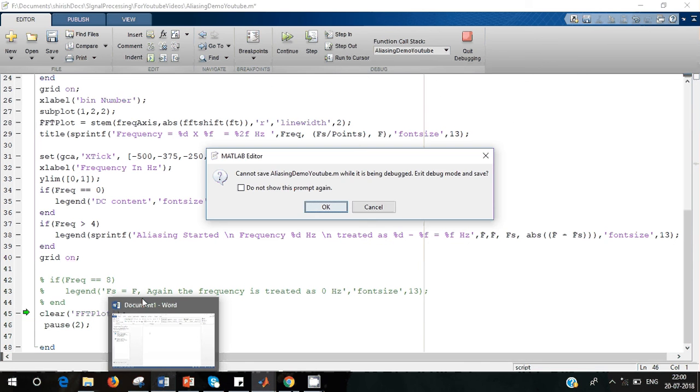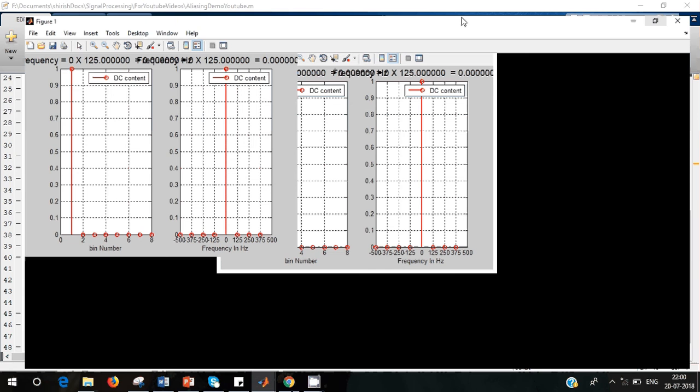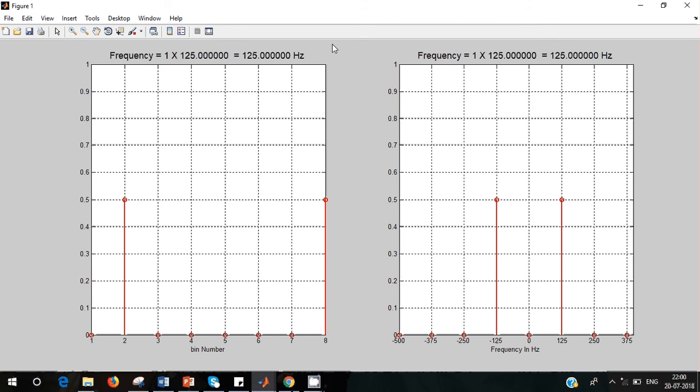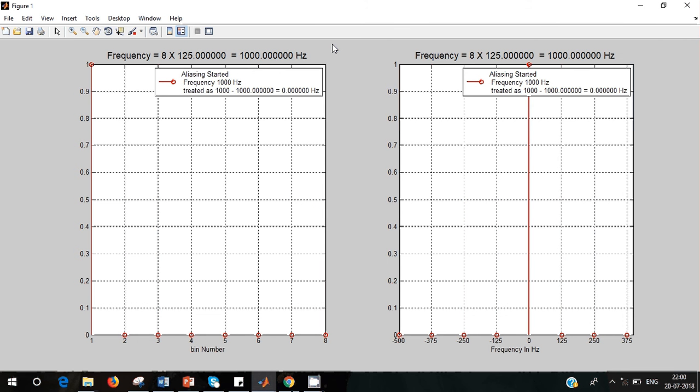So finally we'll see how the spectrums look if you just run in one go. First it is 0 hertz, then the frequency is 125 hertz, then 250 hertz, 375 hertz, this is 500 hertz, which is treated as minus 500 hertz, then aliasing 375, 250, 875 hertz signal is treated as 125, and now finally the 1000 hertz signal is treated as the 0 hertz signal or DC signal. So this is the concept of FFT, the concept of frequency bins, and how the aliasing occurs, what happens after aliasing.